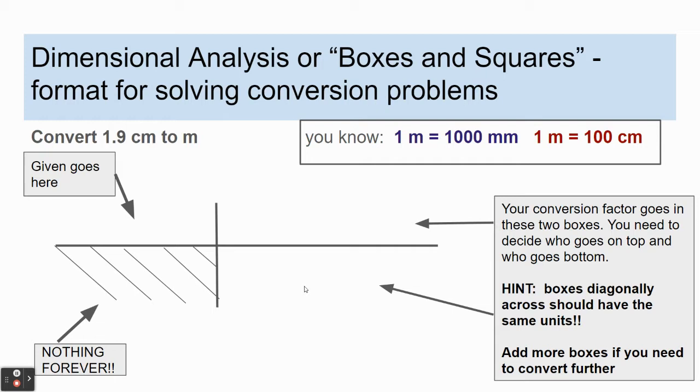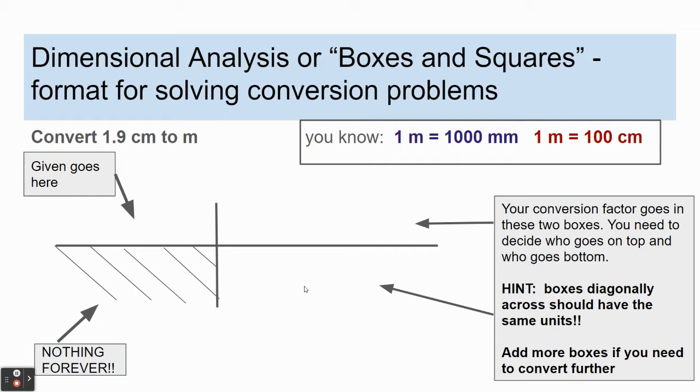So, this semester, we'll be doing a lot of math work. Before we start with any of our modules, we're going to start with module zero, which is basically a review of dimensional analysis, or the boxes and squares method. So, what is dimensional analysis? Or the boxes and squares format?